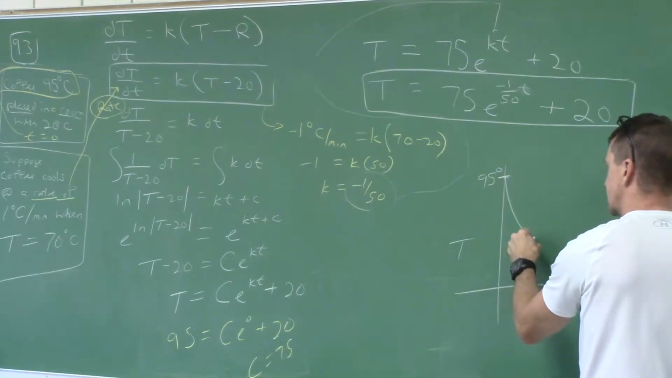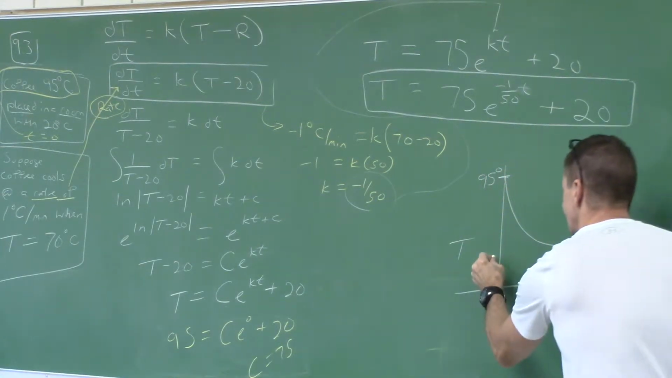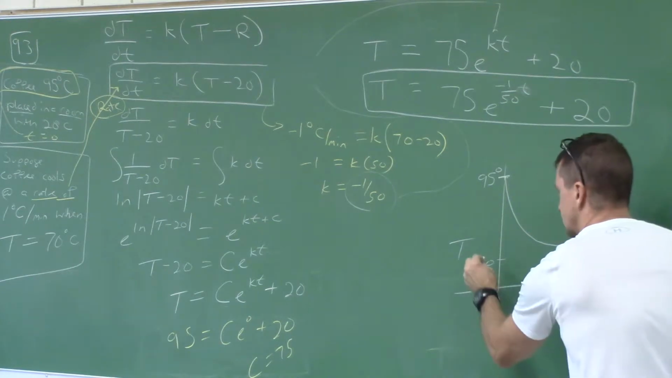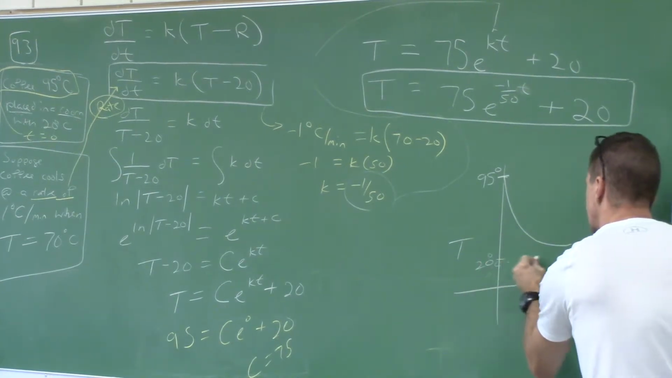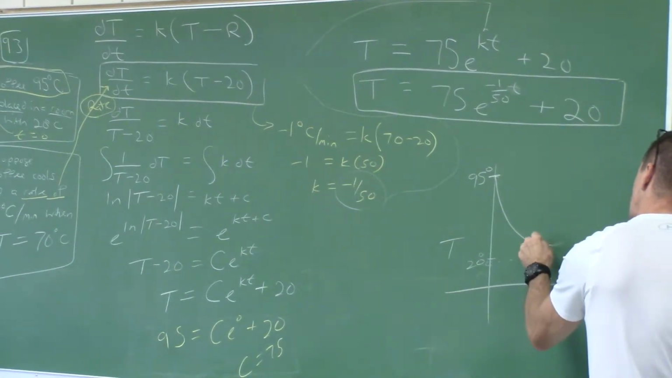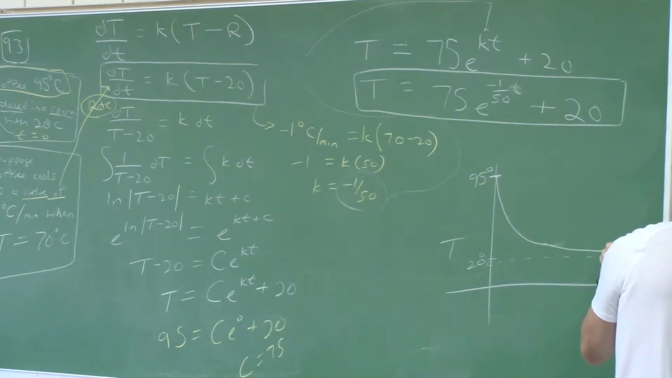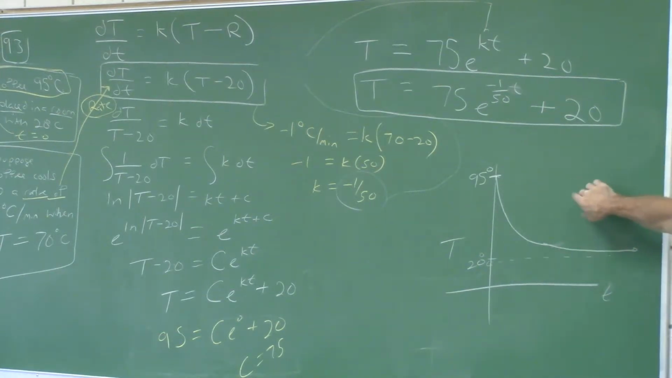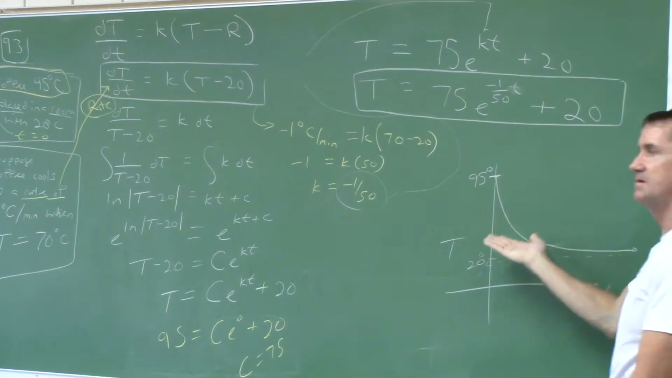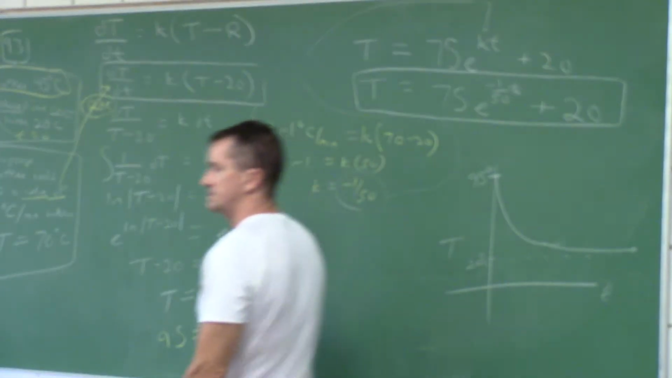But what was it approaching? I want the 20 degrees Celsius. That's what's happening. It's just going to keep approaching that. That's what the graph will look like. There you go. That's what's happening. Newton's law of cooling. That's cool.